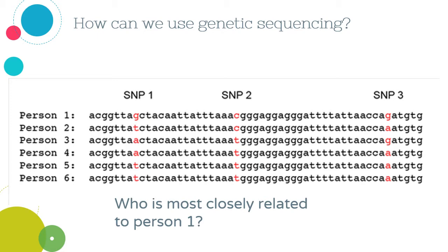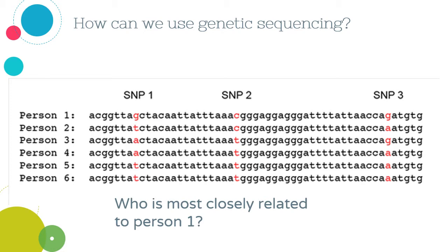So here we're looking at probably not an actual gene at all, but 6 different people. We've sequenced some region of their DNA, and we're comparing the sequences to each other. And the SNPs in that gene sequence have been highlighted in red. So we can ask this question: who is most closely related to person 1? And we can answer that question by looking at differences. So it's likely that these different people with the same SNPs as person 1 are more closely related to that person because they have these same differences.